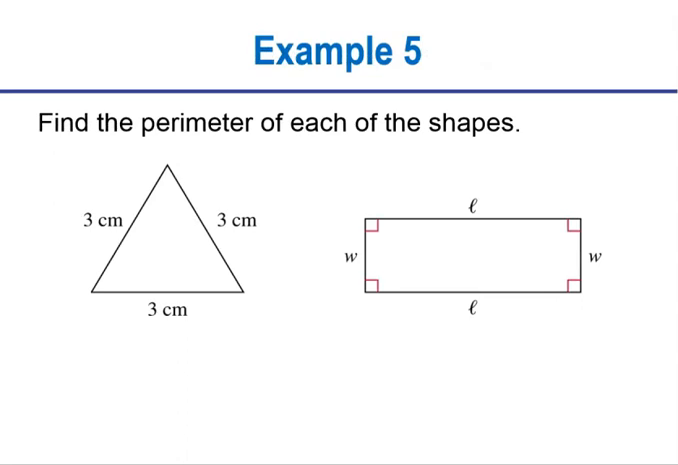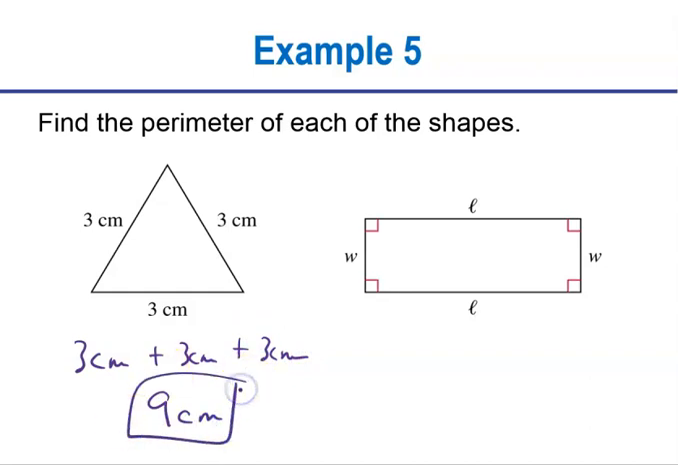So on the first one, we have a triangle, an equilateral triangle, don't we? Because all three sides are the same. You know what that means, that all three angles are the same as well, but I'm going into a different chapter. So I'm just going to say 3 centimeters plus 3 centimeters plus 3 centimeters. Of course, that gives us 9 centimeters. That is the perimeter. If you were going to walk around it, here plus here plus here, right?